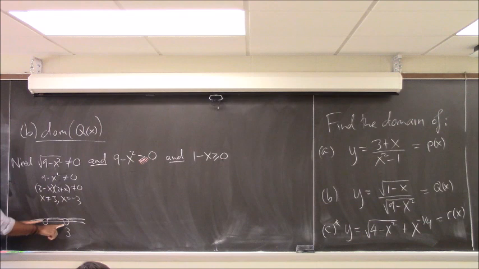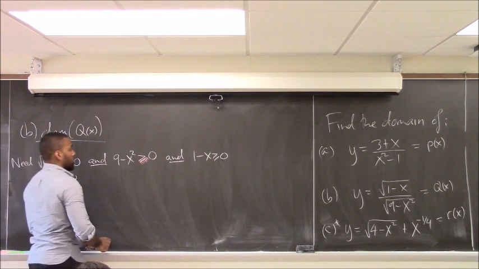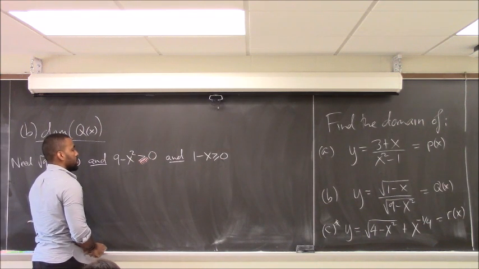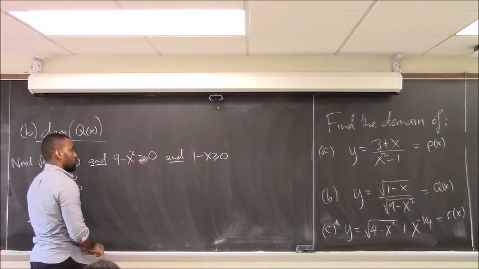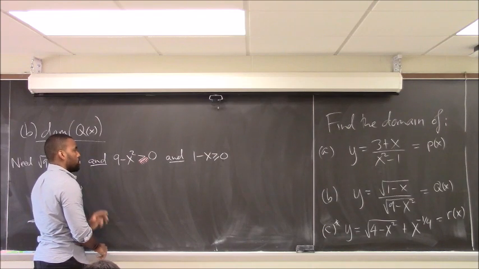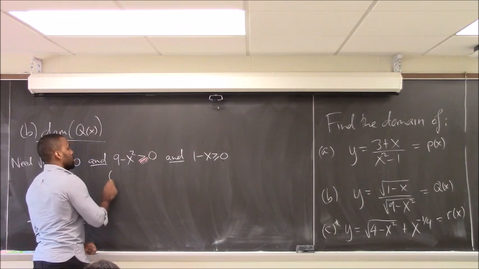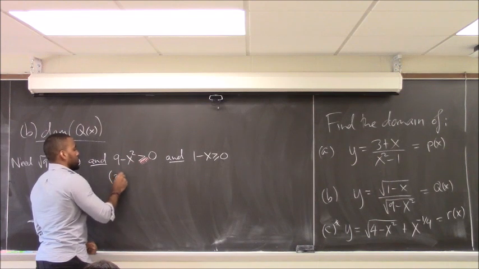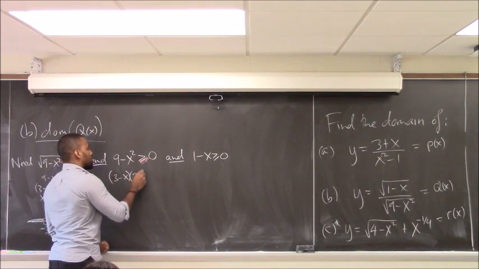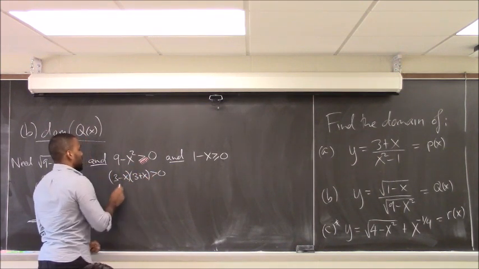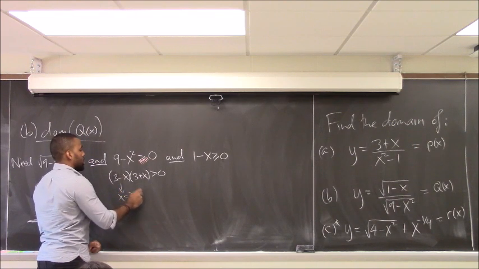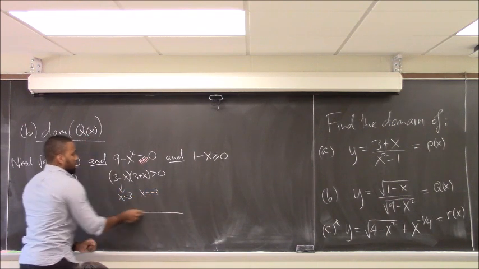Can be anything except those two points. Now we move over here, and you want 9 minus x squared to be greater than 0. Now, as we will discuss with inequalities, you pretty much treat them like equal signs, except in three scenarios, which I'll tell you about when we deal with inequalities. So I'll pretend this is an equal sign, just as before, and factor. So I end up with test points, x equals 3, x equals minus 3.